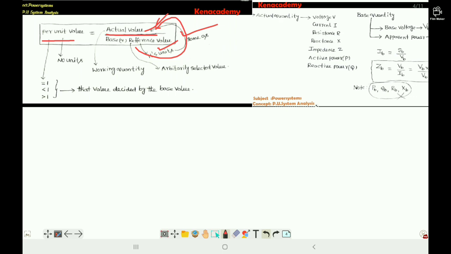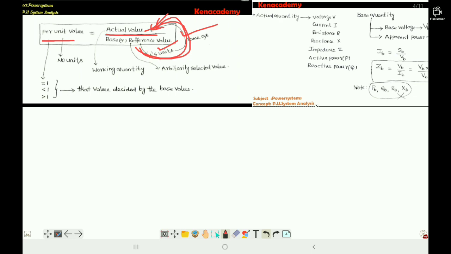That means when the units of the base value and actual value are the same, because of the same units, the units will be cancelled, then no units. Per unit value does not have any unit. This is the reason why the per unit value does not have any units, because it is the ratio of parameters having the same units.